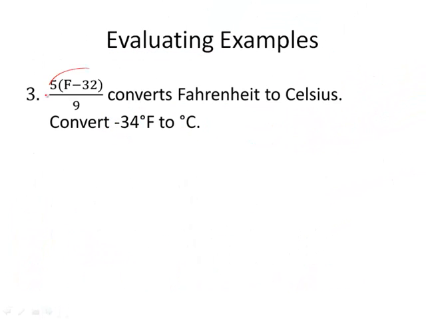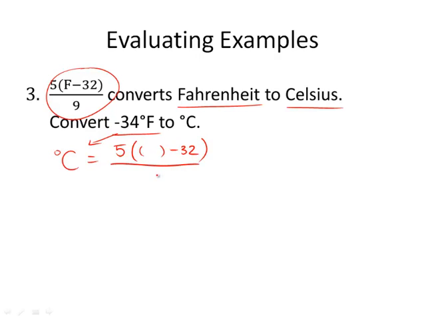Here's another one. This formula here is known to convert Fahrenheit degrees to Celsius degrees. So using that formula, we want to convert -34 degrees Fahrenheit to degrees Celsius. So we know the degrees Celsius for -34 degrees Fahrenheit will be given by 5 times the Fahrenheit amount minus 32 over 9. And like a computer, we're going to input this bracket, we're going to replace it with a -34 from there.